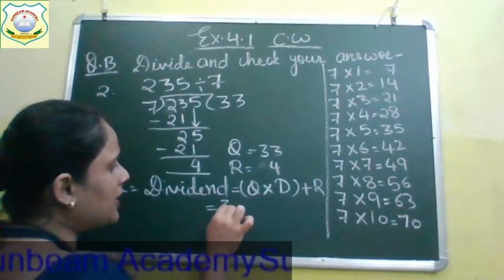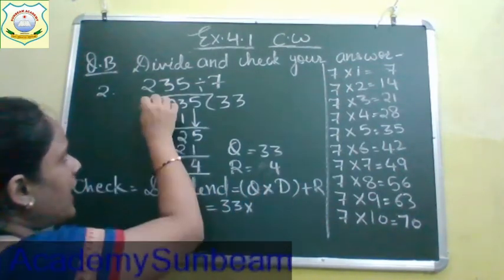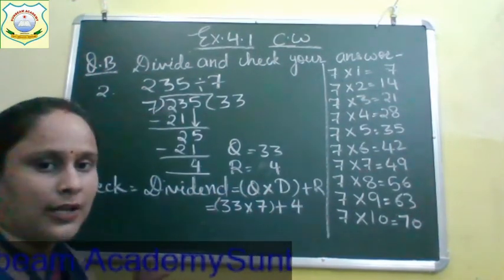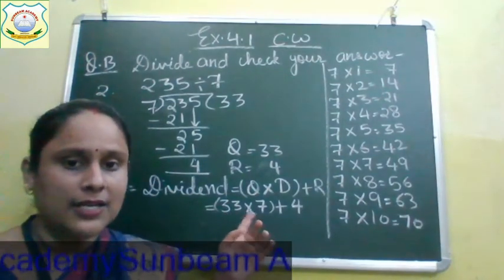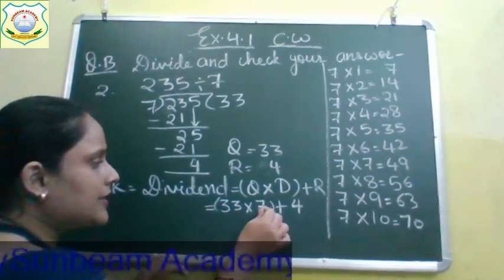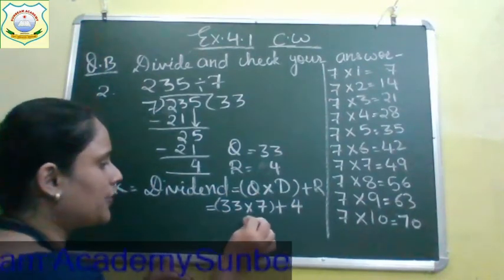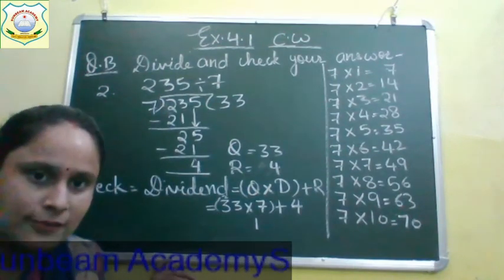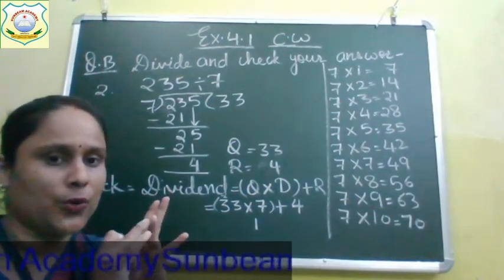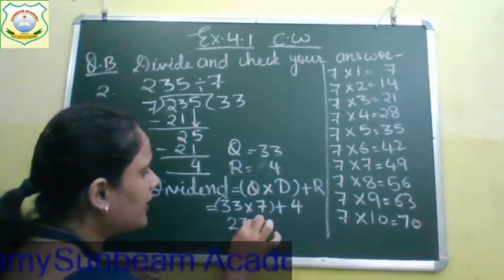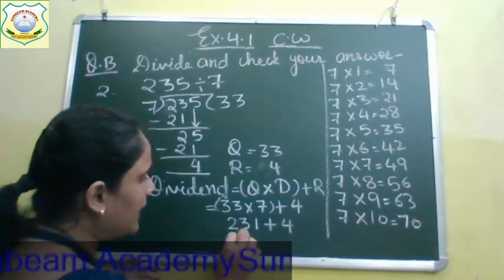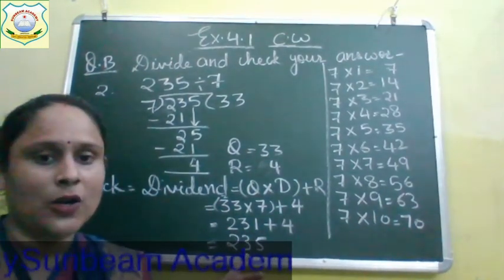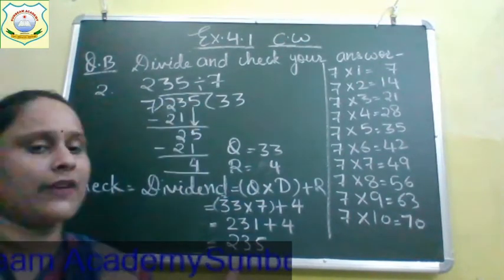How much is the quotient? 33 is the quotient. How much is the divisor? 7 is the divisor. And how much is the remainder? 4 is the remainder. Now let's multiply 33 by 7. It's a horizontal multiplication. Children, see, 7 threes are 21. So we will write 1, take 2 carry. 7 threes are 21, add 2 to it, 23. So 231 plus 4, you will get 235. So now let's see if our dividend is coming or not. Yes, it's coming, 235, 235.